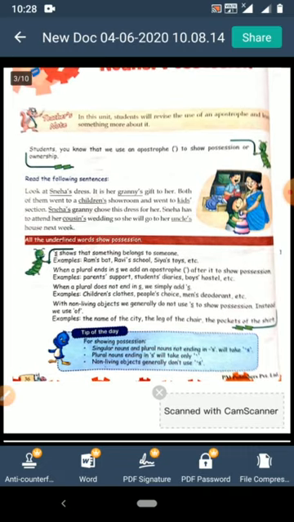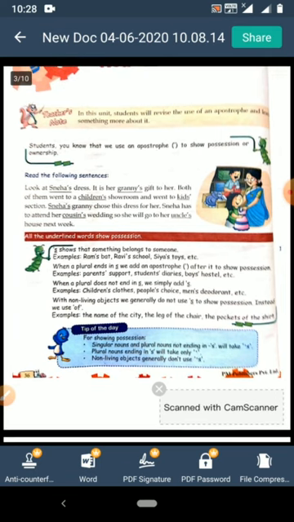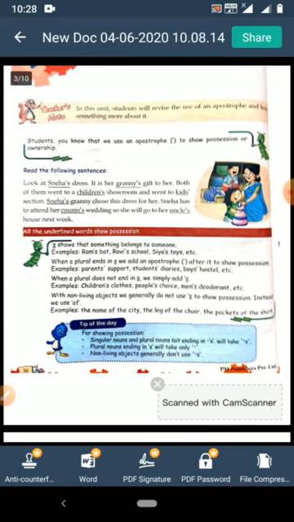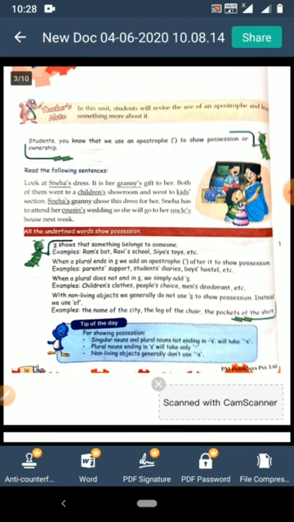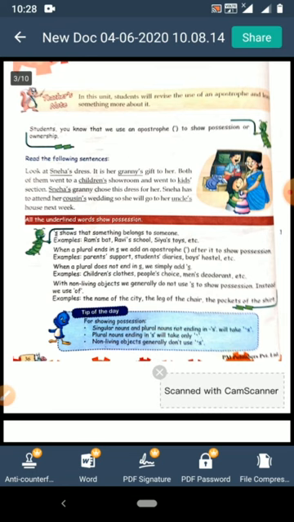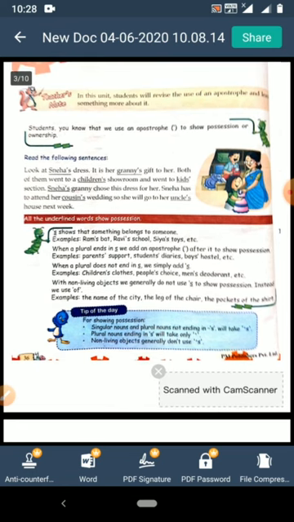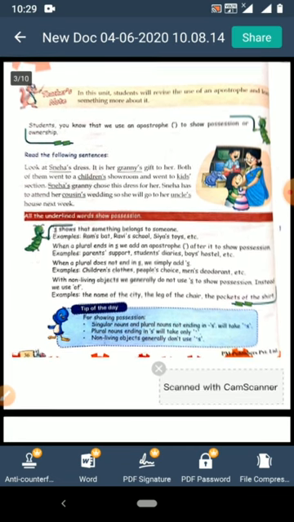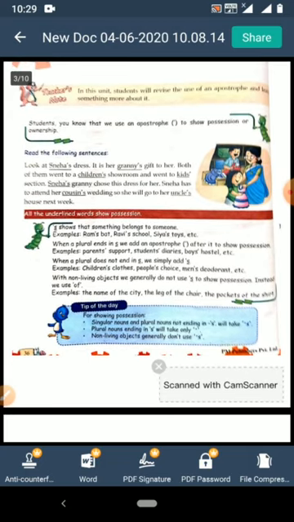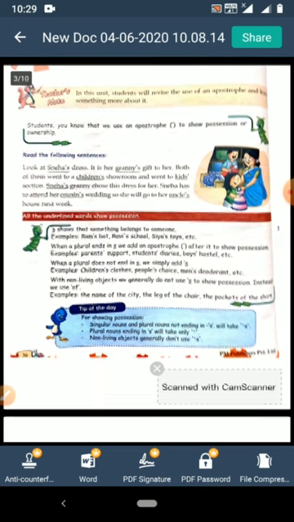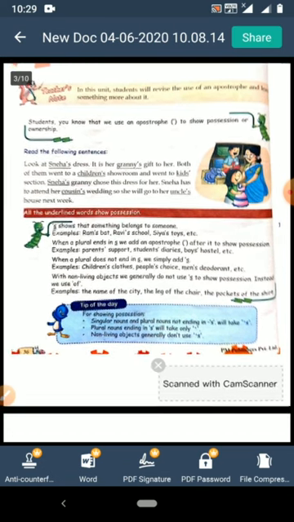When a plural ends in S, we add an apostrophe after it to show possession. You have to keep in mind, wherever in the plural word the last letter is S, you have to put the apostrophe after the S. But in a singular noun, you have to put it before the S. For example, parents' support. Now parents is a plural word, and after S, that apostrophe is coming. Students' diaries. Students is again a plural word. The apostrophe is coming after S. Boys' hostel. Here also the apostrophe is coming after S.